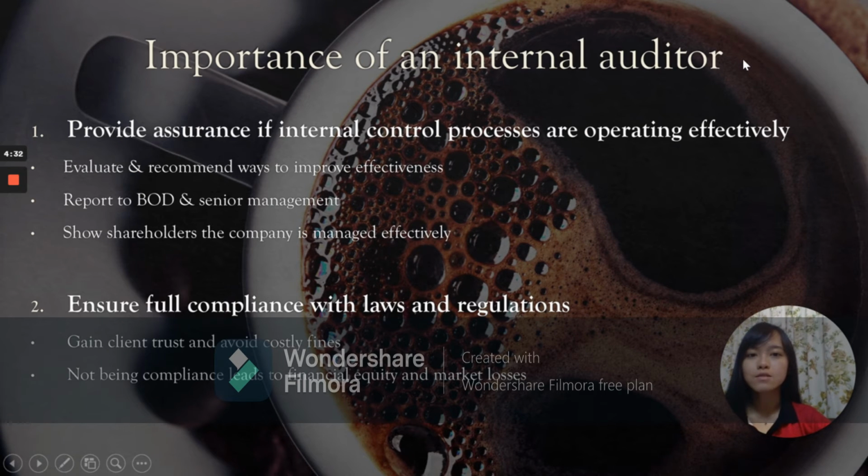To get started, let's look at the reasons why internal audit is necessary for listed firms. Internal auditors provide assurance on whether a company's risk management, governance, and internal control processes are operating effectively by evaluating and recommending ways to improve the effectiveness of a company's control processes. They report to the board of directors and senior management and are responsible to the company's management. This assists management to improve those controls and show shareholders and other stakeholders that they are managing the company effectively.